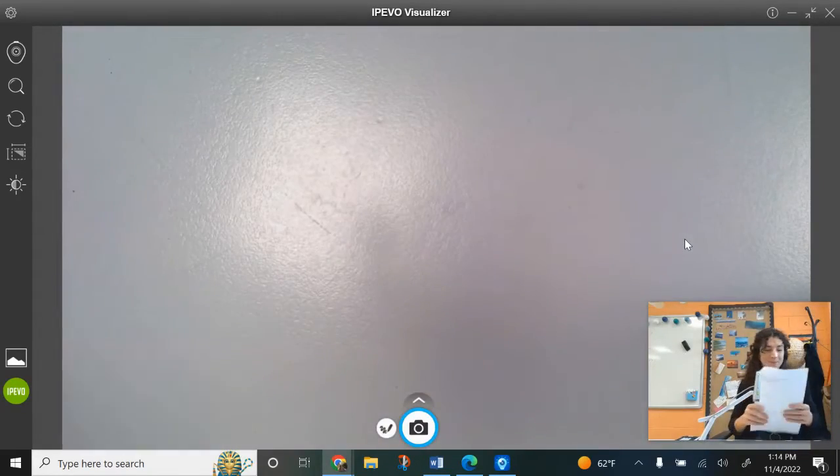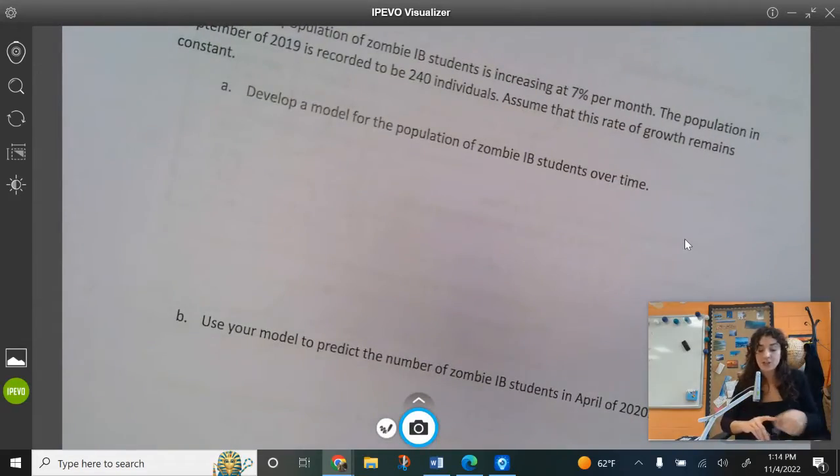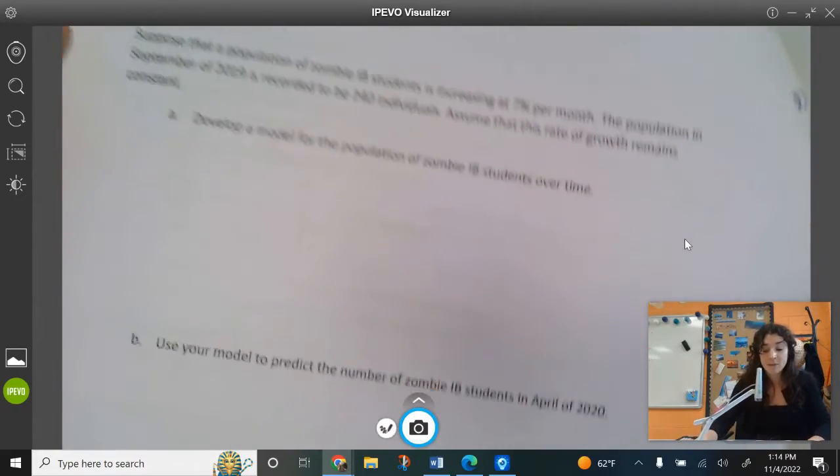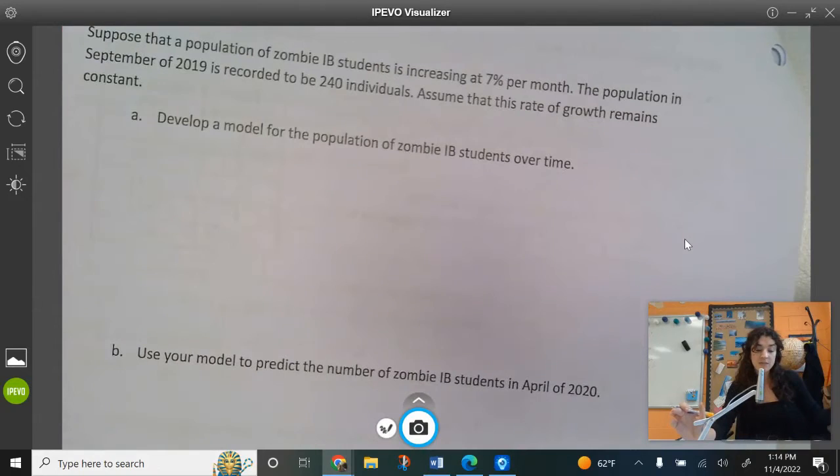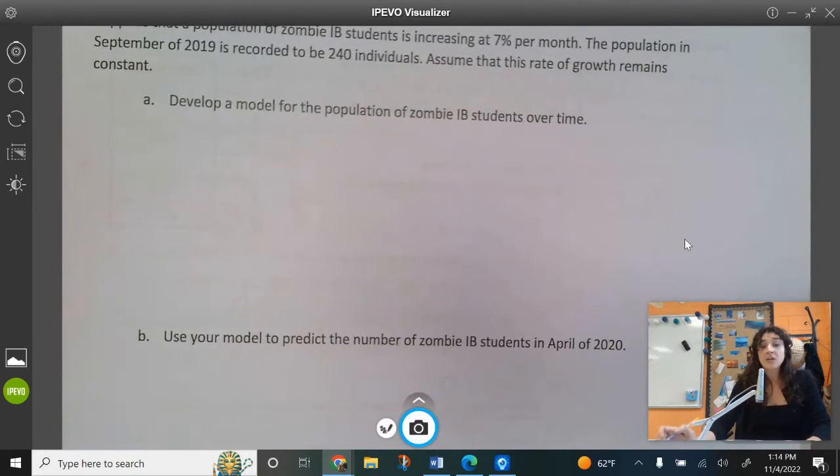Let's go to the next problem. Suppose that the population of zombie IB students is increasing at 7% per month. The population in September of 2019 is recorded to be 240 individuals. Assume that this rate of growth remains constant. Okay, so we're going to develop a model.